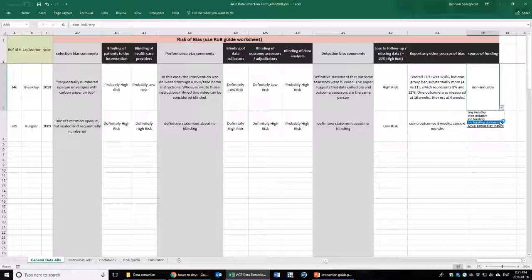The last option is a special option, which is that industry provided the drugs or potentially the equipment for the study, but they didn't give funding in any other way. If you see this special circumstance, please note it accordingly.